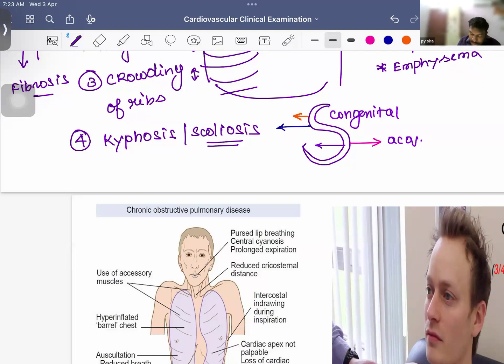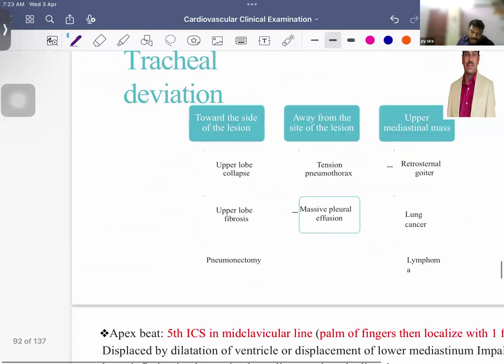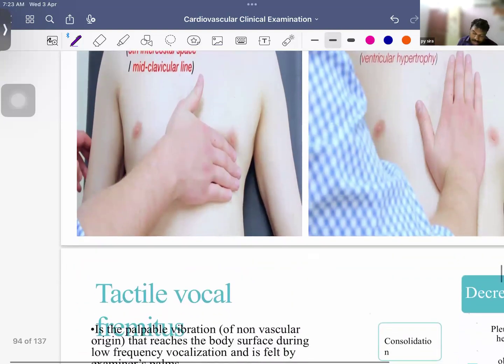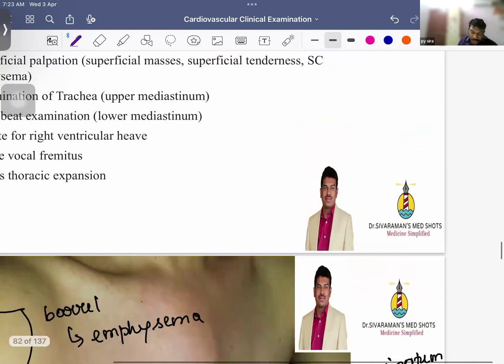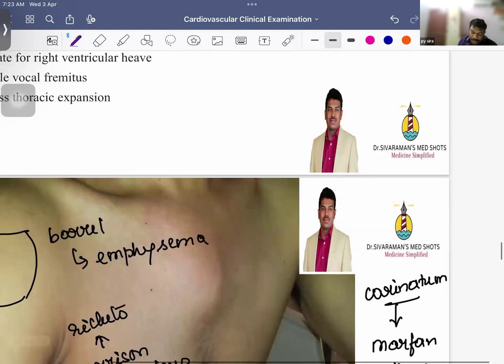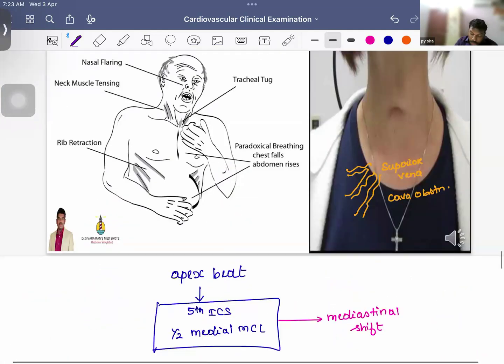This can be asked. Then the next important thing is they can ask you about engorged veins. Whenever you have engorged veins, it indicates that the patient has some kind of pathology which is obstructing the area. So whenever there are engorged veins, it is going to be superior vena cava obstruction.